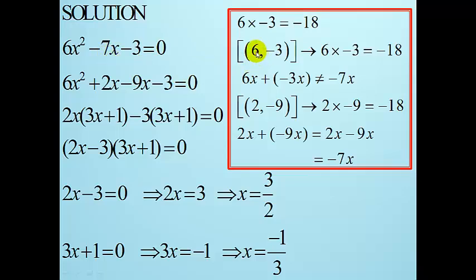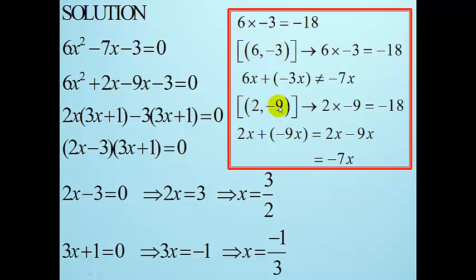Now let's start with 6 and minus 3. When we multiply 6 by minus 3, the answer is minus 18, which is equal to the minus 18 we had. But let's add and see. 6x plus minus 3x. This is not equal to minus 7x. Why is it not equal? Because 6x plus minus 3x is equal to 3x, and 3x is not equal to minus 7x. That means that we cannot use 6 and minus 3.